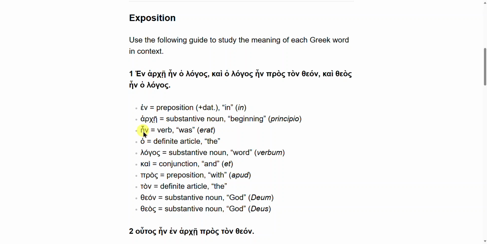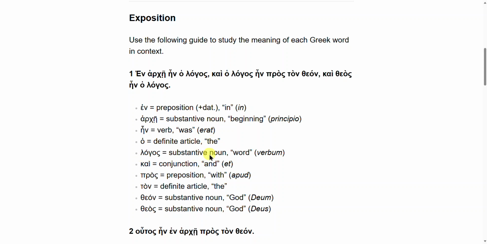We then see the verb ein, which is translated erat by St. Jerome and means was. So en arche, in the beginning, ein, was, ho logos. Ho is a definite article. There is no definite article in Latin, so you'll see there's nothing here from the Latin translation. But in English, we do use articles, and the Greek article ho is equivalent to our word the.